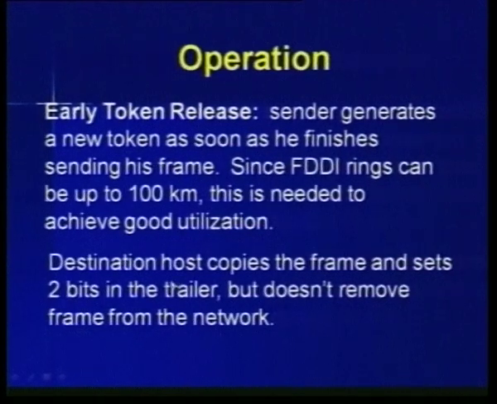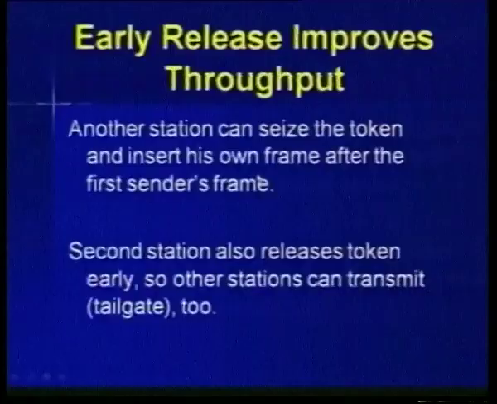Okay. The destination host copies the frame and sets the 2 bits in the trailer, but does not remove the frame from the network. This is pretty similar to what happens in the 802.5 protocol as well. As we said, early release always helps to improve the throughput. Another station can seize the token and insert its own frame after the first sender's frame. The second station also releases the token early, so other stations can transmit, tailgate, and the ring can be well utilized.